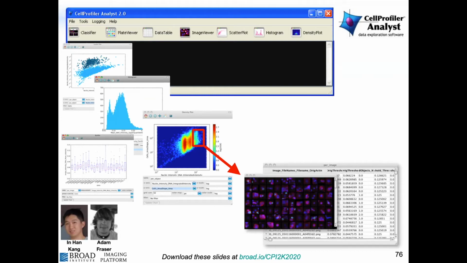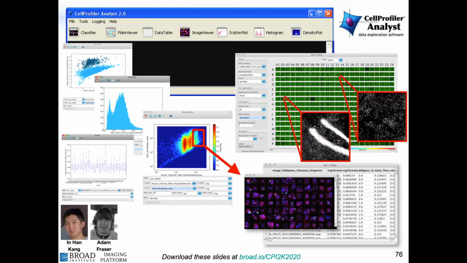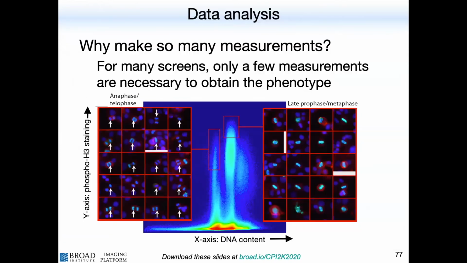You can look at all the wells in a whole plate and see on average what the images from those wells look like. You can see, for example, why certain wells look like outliers. Maybe there are scratches in the wells.